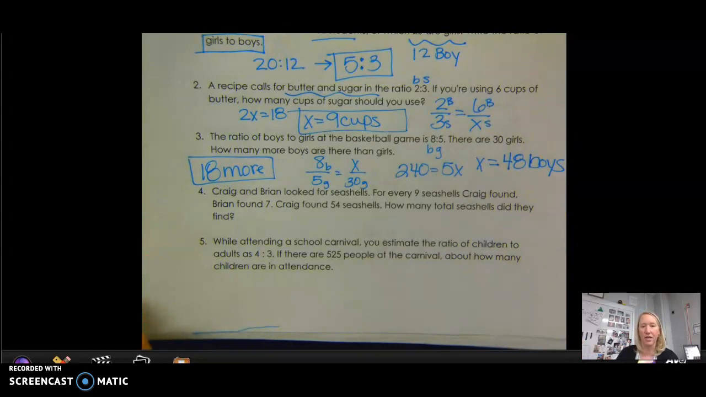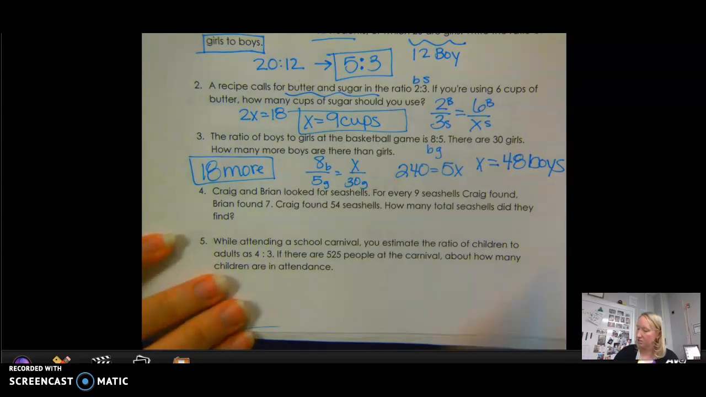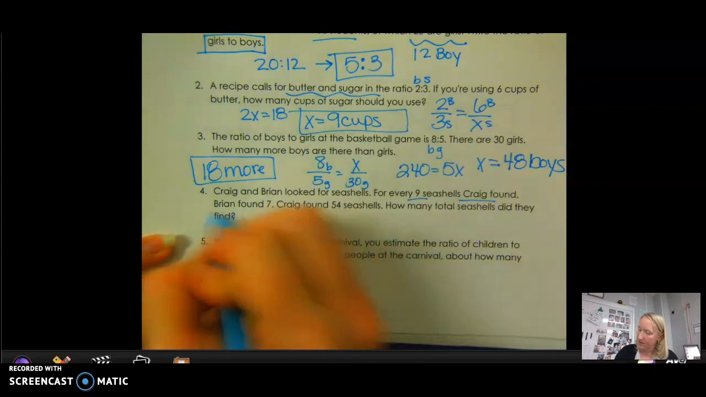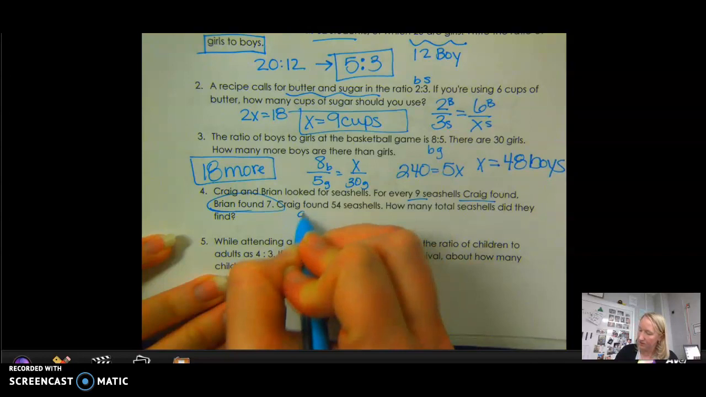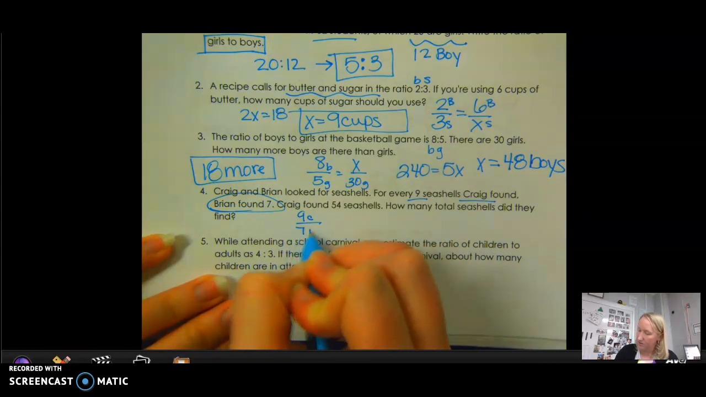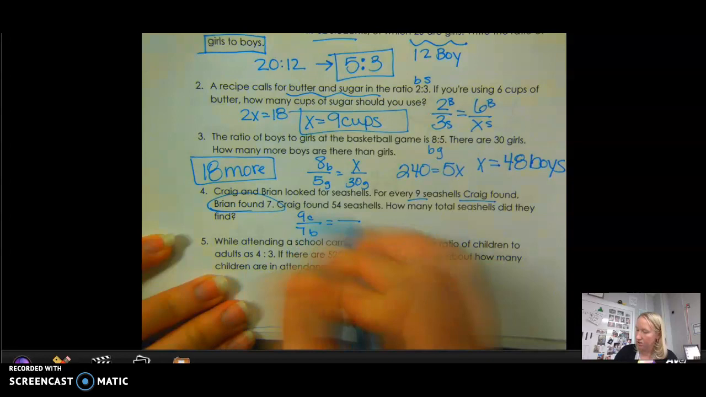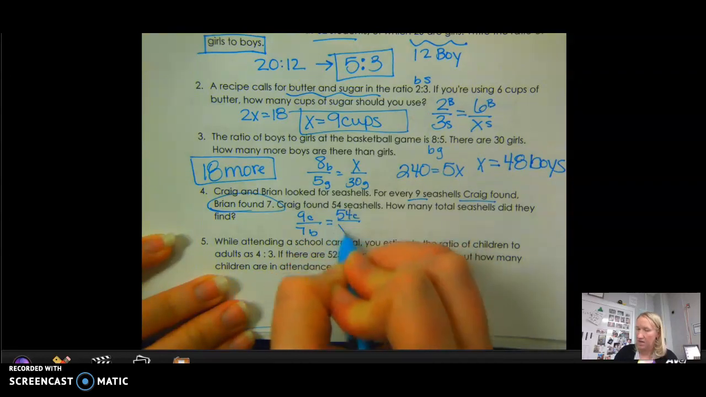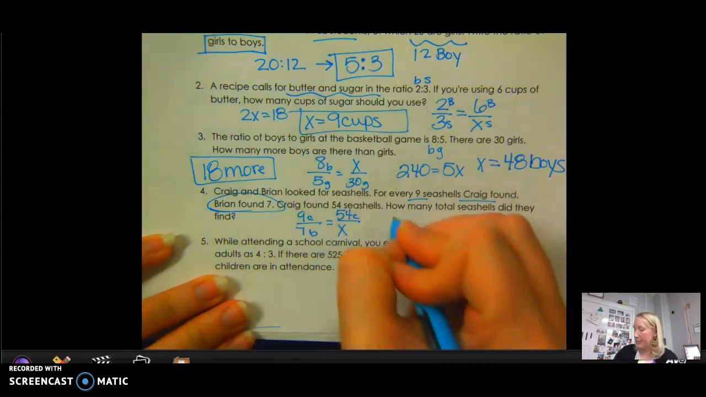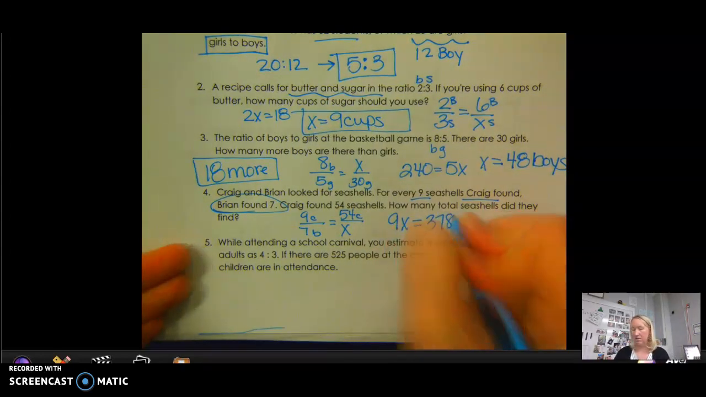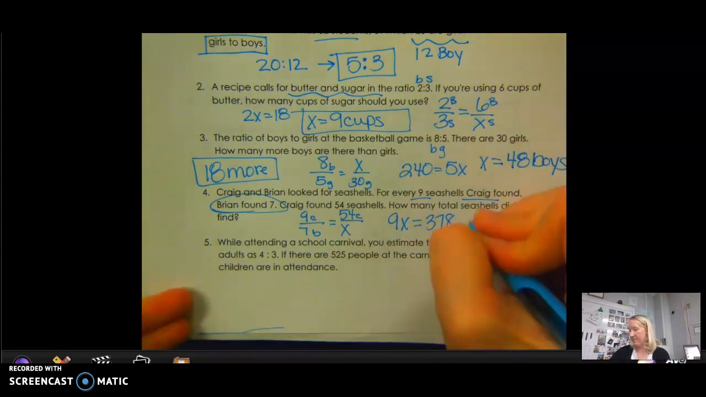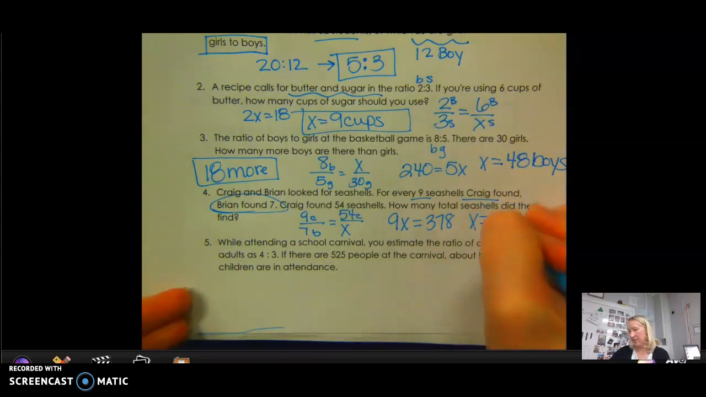Next one, Craig and Brian look for seashells. For every 9 seashells Craig found, Brian found 7. Craig found 54. So if I do 9 for Craig over 7 for Brian, it said Craig found 54. Craig's on top, so Craig has to stay on top. How many did Brian find? Cross multiply. I get 9x equals 54 times 7, 378. So divide that by 9. I get x equals 42 seashells for Brian.